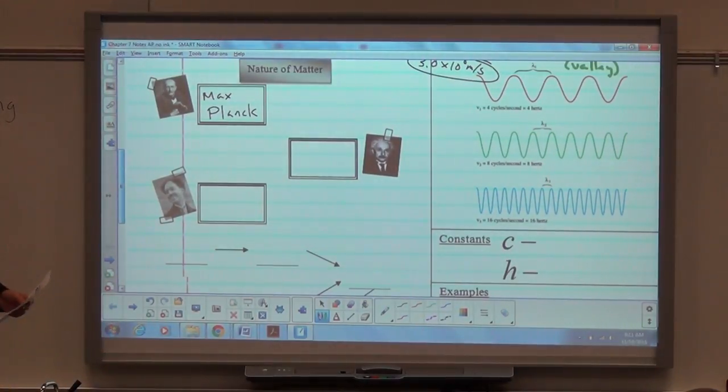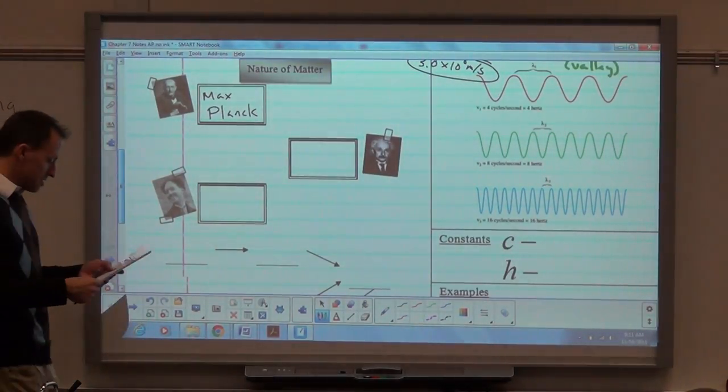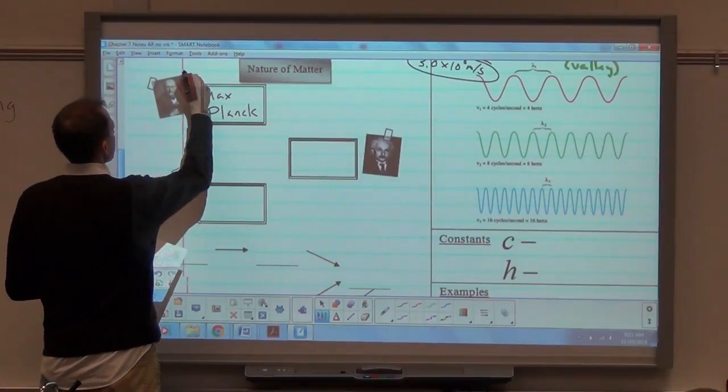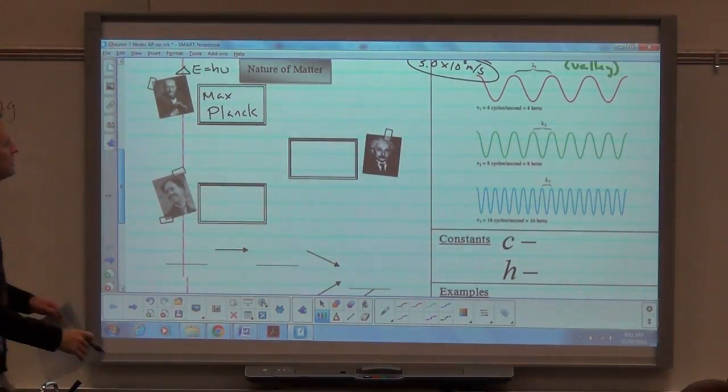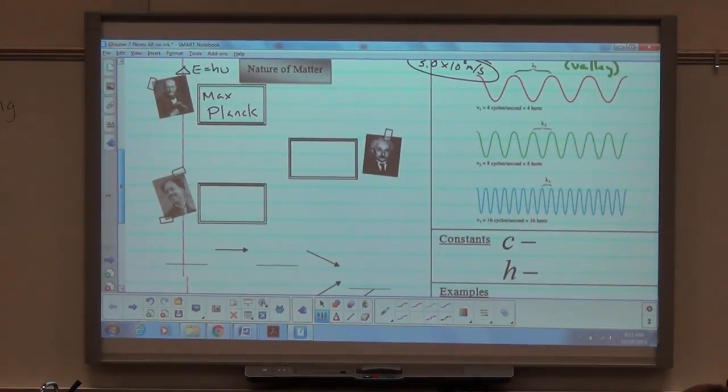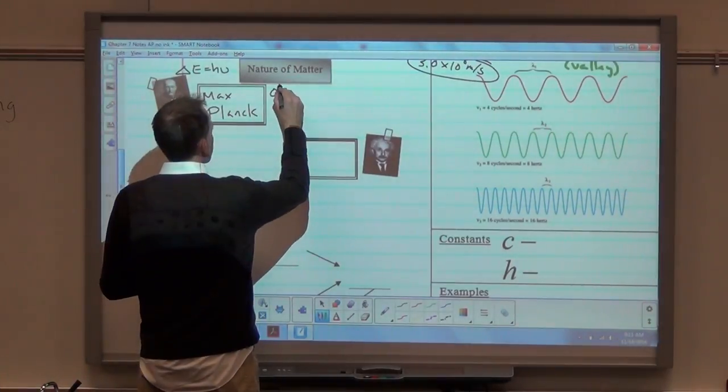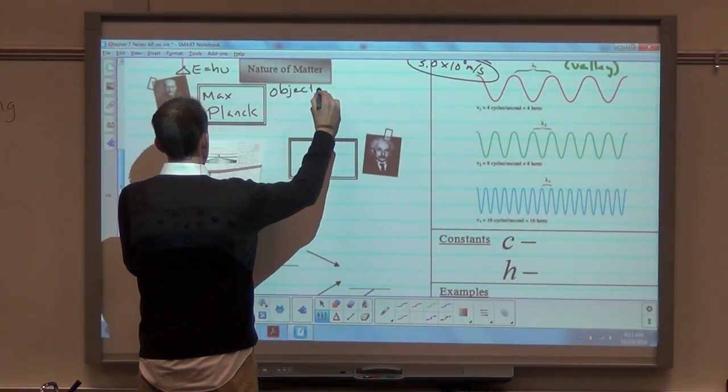Okay. So he was dealing with a certain equation, which was this. This is kind of what he contributed, one of the things. The change in energy equals h times nu. Well, what's that all about? This is probably the heaviest part of the notes.